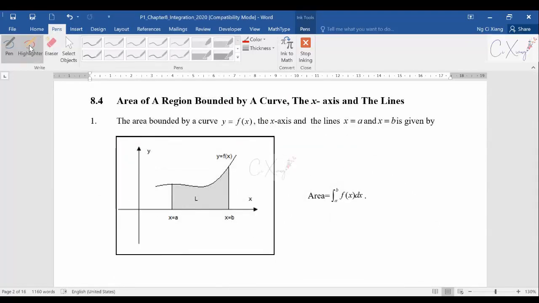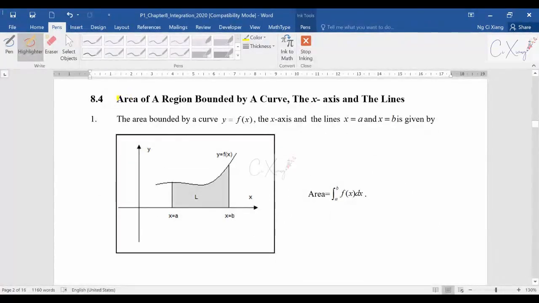Okay, so we talk about the area. How can we use the integration technique to find the area of a region bounded by a curve, the x-axis, and also the lines? Okay, so first you need to know that when we want to find the area using integration, we actually find the area under the graph. Area under the graph. Under the curve.